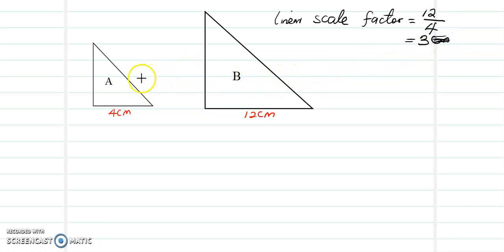And if we want to find another side from here to here, we multiply, because we are moving from small to big, we multiply. If we are moving from big to small, we divide. We treated this in our last lesson.